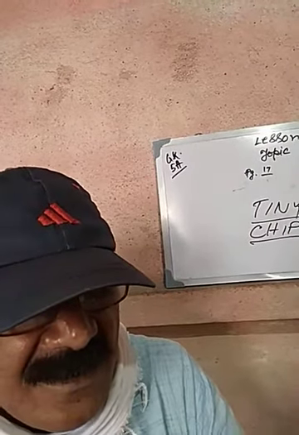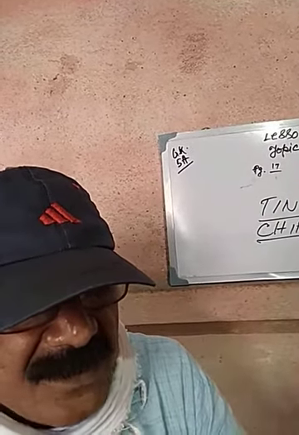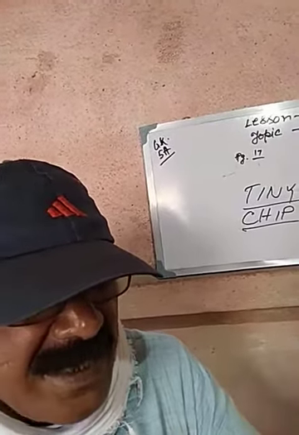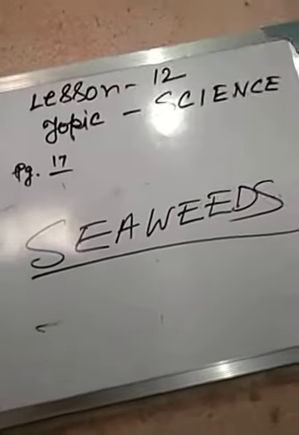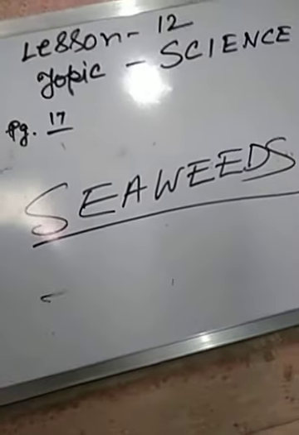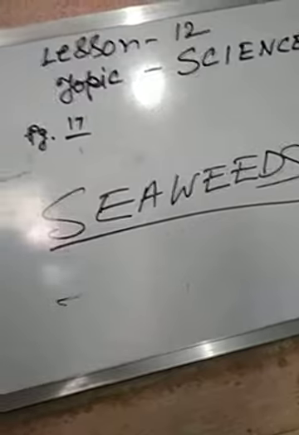What is this? One kind of seaweed. What is the meaning? Seaweeds are available in the ocean and the sea.